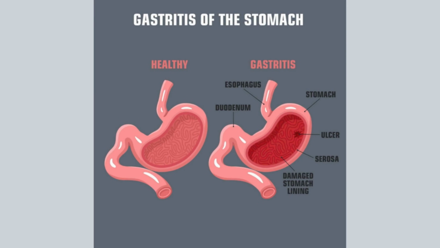In our digestive system, the stomach plays an important role as it helps break down our food. The stomach is covered with a layer of mucus, which helps protect it from the digestive juices that are produced to break down this food. However, if this protective layer gets damaged, then the lining of our stomach becomes inflamed and red, and this causes gastritis.